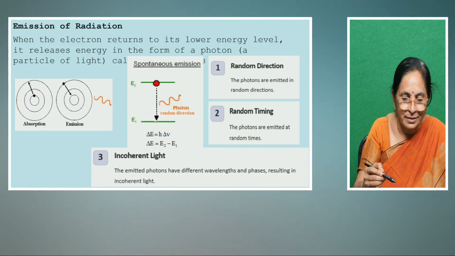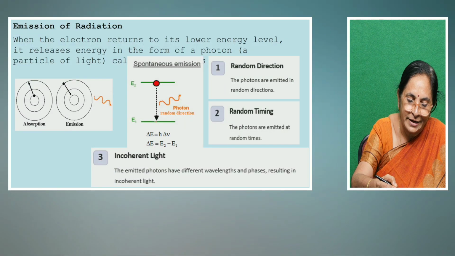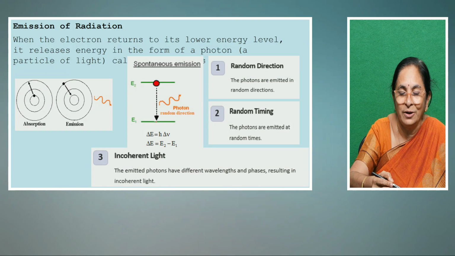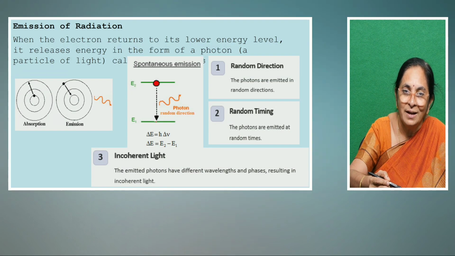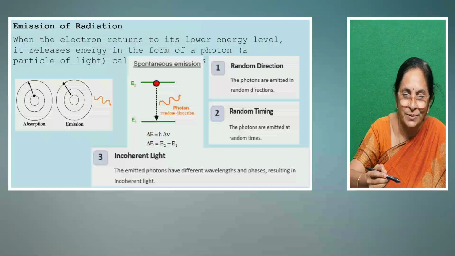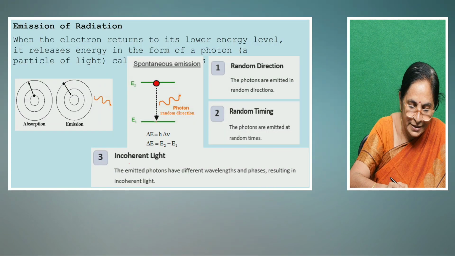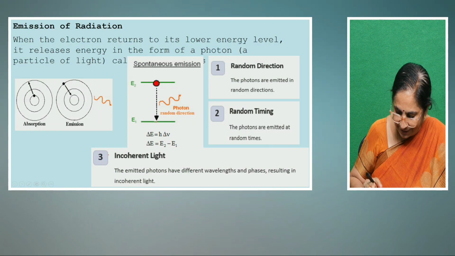So here the electron from the higher energy level, when it jumps to the ground level, emits a photon in any direction at any time. So the emitted photons will not have the same wavelength, they will have different wavelengths, and they will not have the same phase also. Such emission of photons, we call it incoherent light.